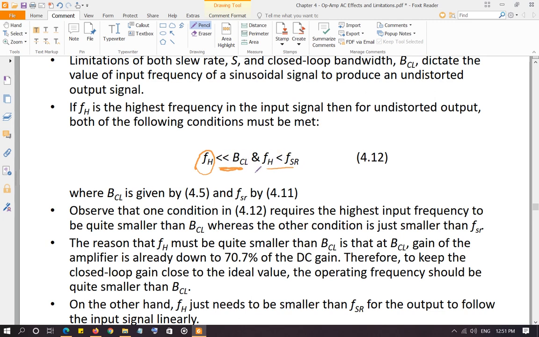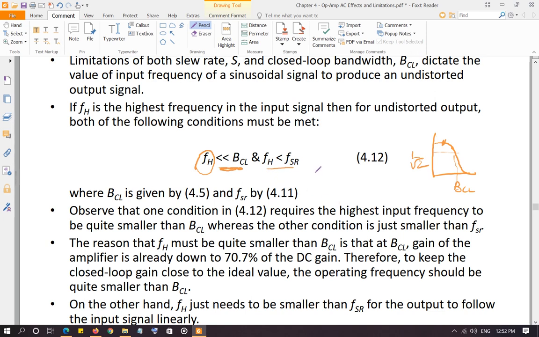Why? Because remember at BCL, the gain of the amplifier is already down to 70.7% of the peak gain, right? 1 over square root of 2. So that means if the operating frequency is closer to BCL, then your gain would already be down. It's not going to be close to A naught. So that's why we want the operating frequency to be quite smaller than BCL. So let's say in this range somewhere where the gain is not that much down from the actual value of the ACL.